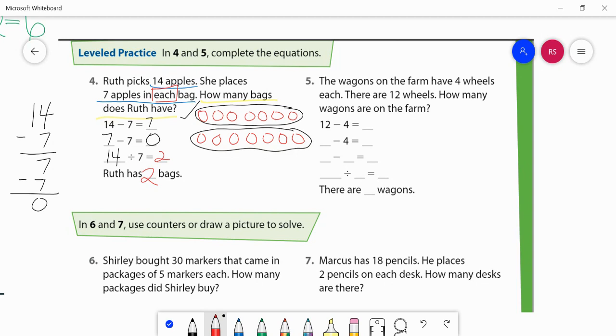and 7 on your own. So number 5 says the wagons on the farm have 4 wheels each. There are 12 wheels. How many wagons are on the farm? So let's go back in. The wagons on the farm have 4 wheels each.